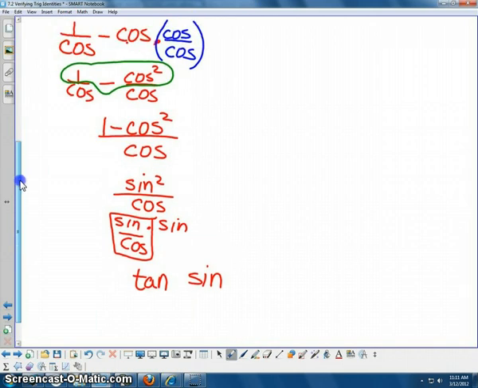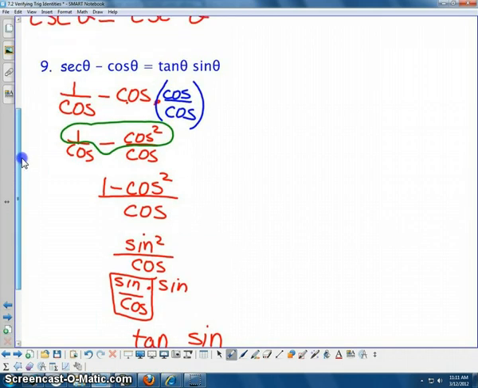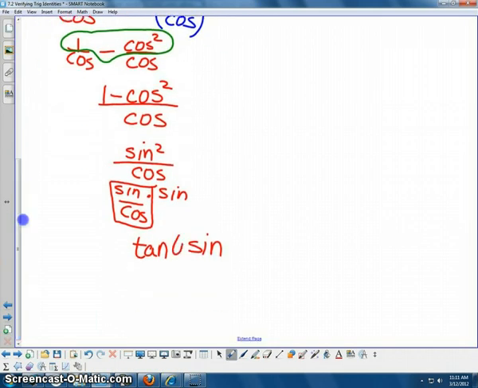All right, so I'm going to have to come back up here to see my goal. My goal was I want to get tangent theta and sine of theta, and that's what I had in the end. I usually go back and kind of do my equal sign.